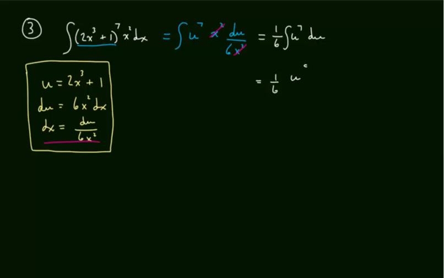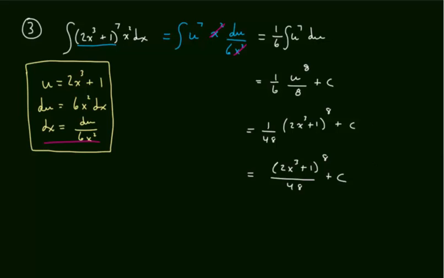1/6 u to the 8th divided by 8 plus c, my final step being my plugging back x like this. Quantity 2x cubed plus 1 to the power of 8 plus c. So you can certainly write it like that, and some people like to write it like this. They like to write it all over 48 plus c. That's a matter of personal preference.